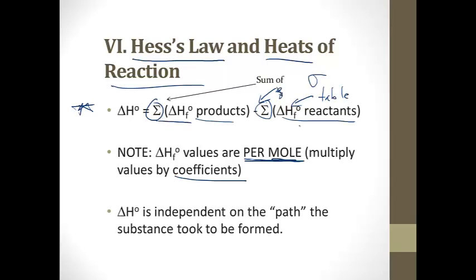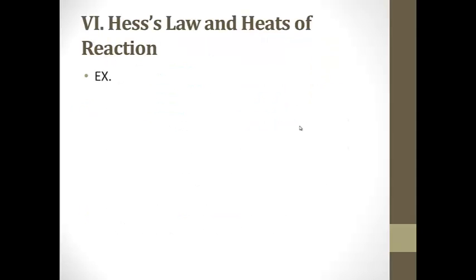Okay, now, what does Hess's law actually say? This is the actual definition of Hess's law. The heat of reaction is independent of the path that the substance took to be formed. Okay, what does that mean? Well, suppose you had a reaction like this. A plus C is going to yield D. And the heat of reaction, we'll call it delta H1.